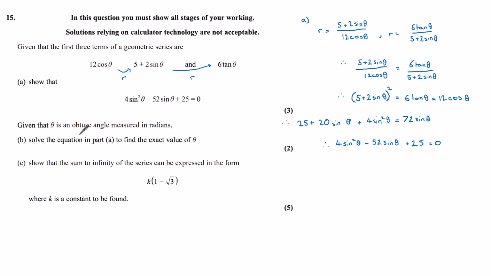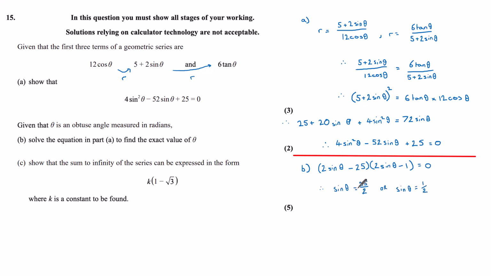Given that theta is an obtuse angle measured in radians, solve the equation in part A to find the exact value of theta. Well, if we look at the answer to part A, we have a quadratic, which can indeed be factorised. In fact, this factorises to give us 2 sine theta minus 25 and 2 sine theta minus 1. This gives us two values of sine theta we can solve for. We have sine theta is equal to 25 over 2, or sine theta is equal to a half.